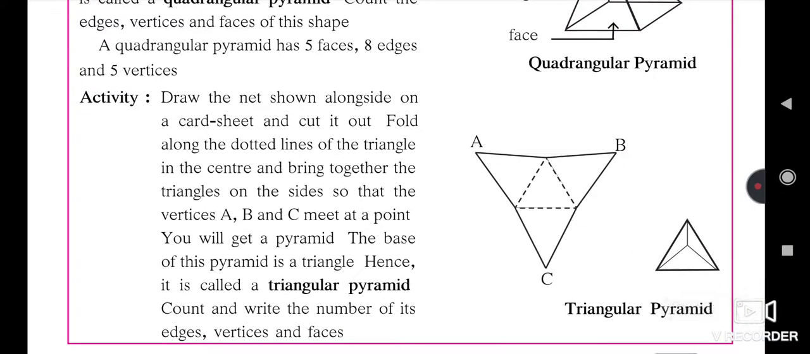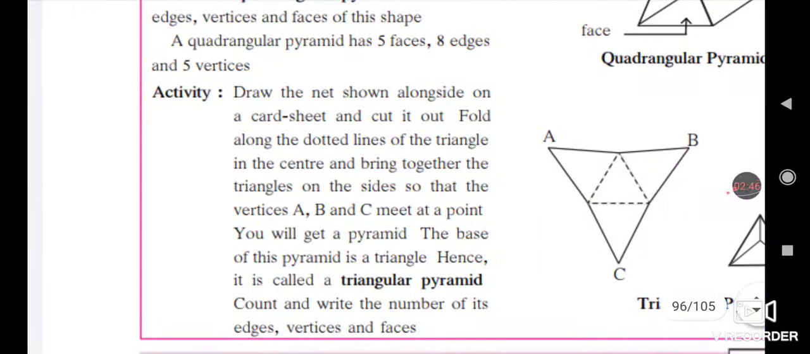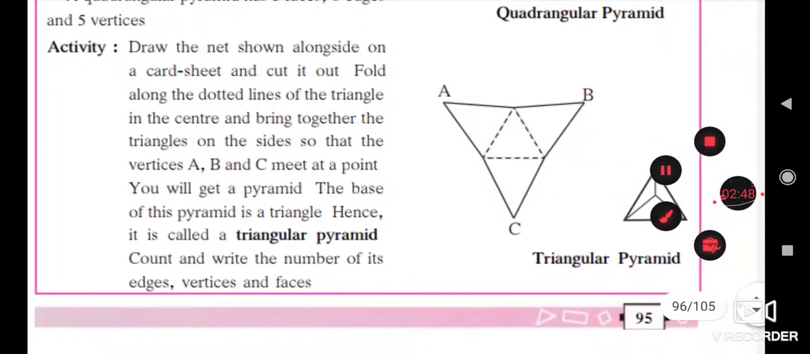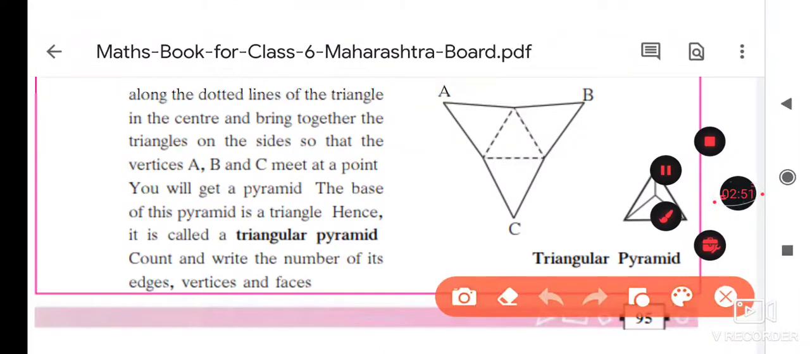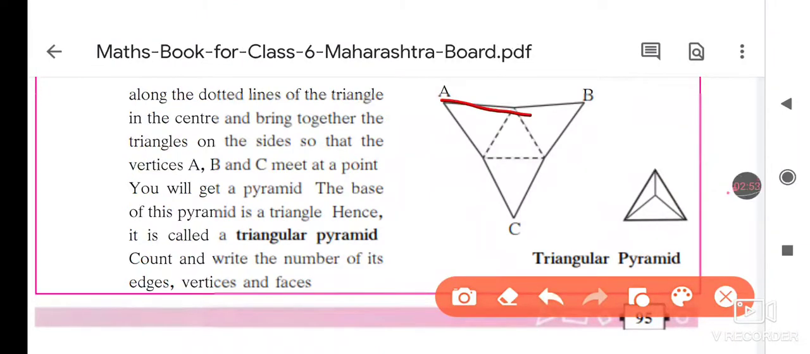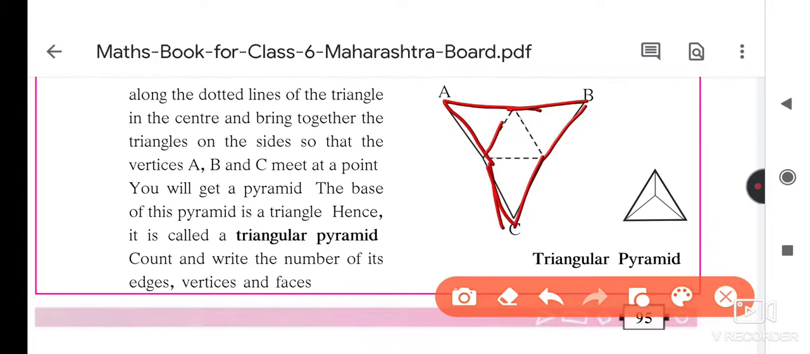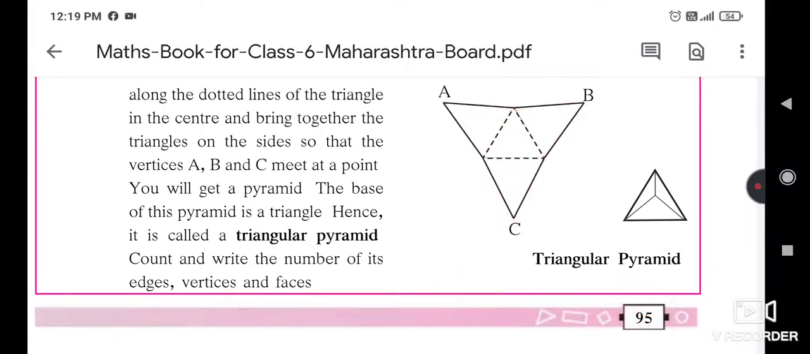Next is the triangular prism. Draw a net alongside. Now what do we have to do? We have to draw a net like this on the paper. This shape we have to cut, and here all these 4 triangles are there. These are similar triangles. Okay, here it is a triangular prism.